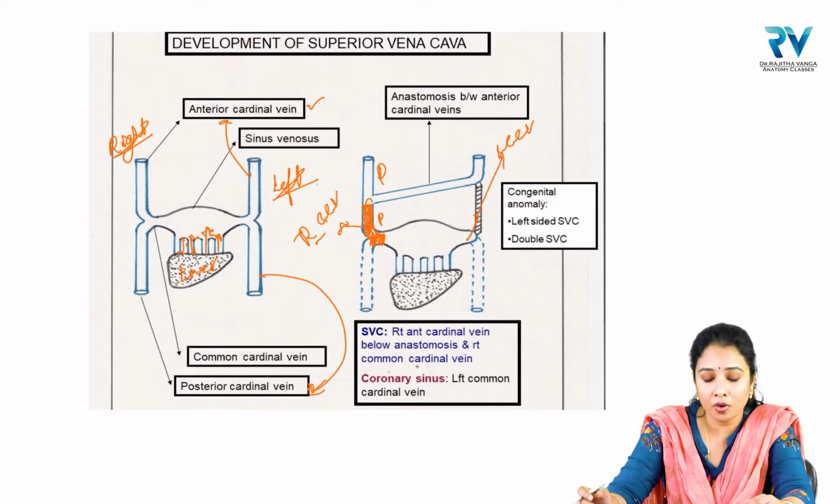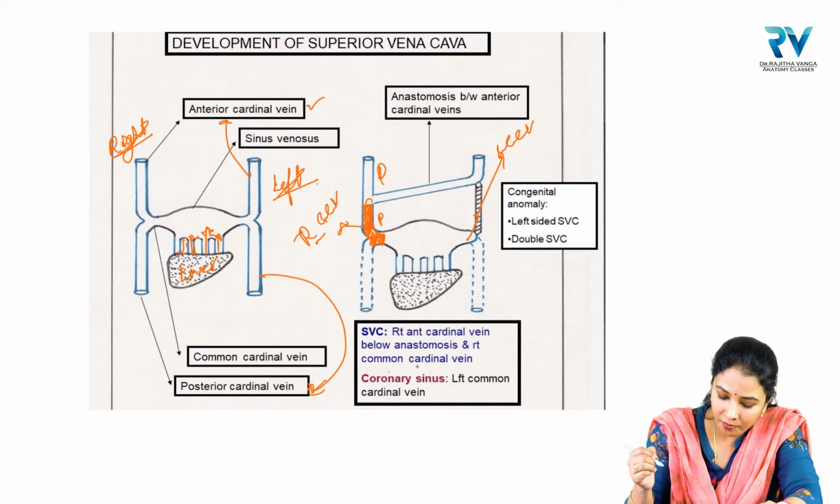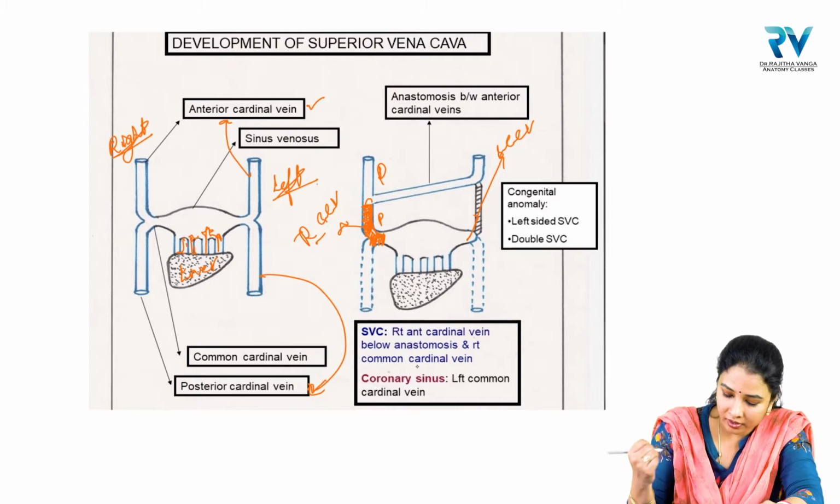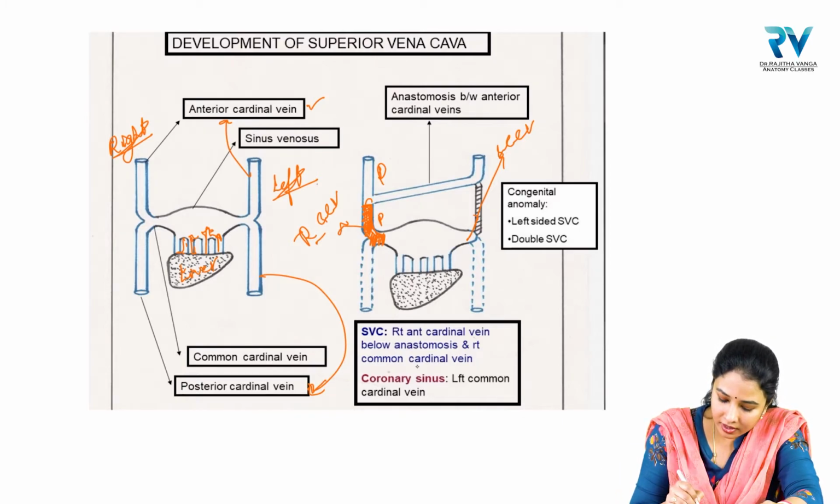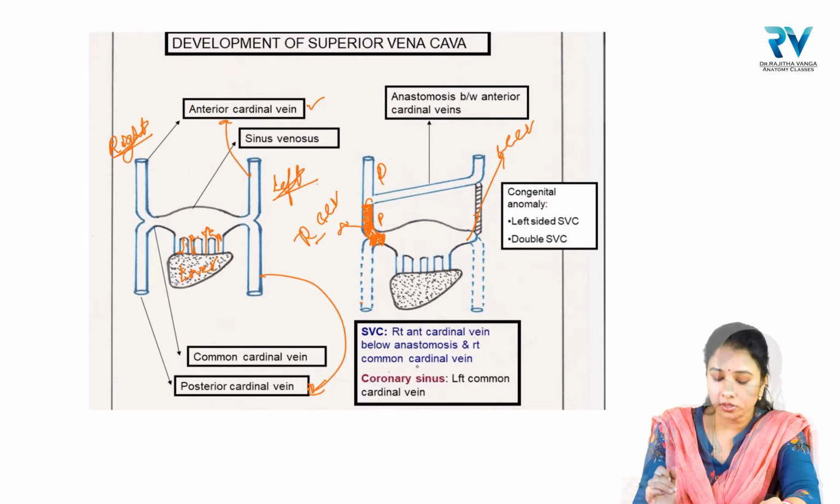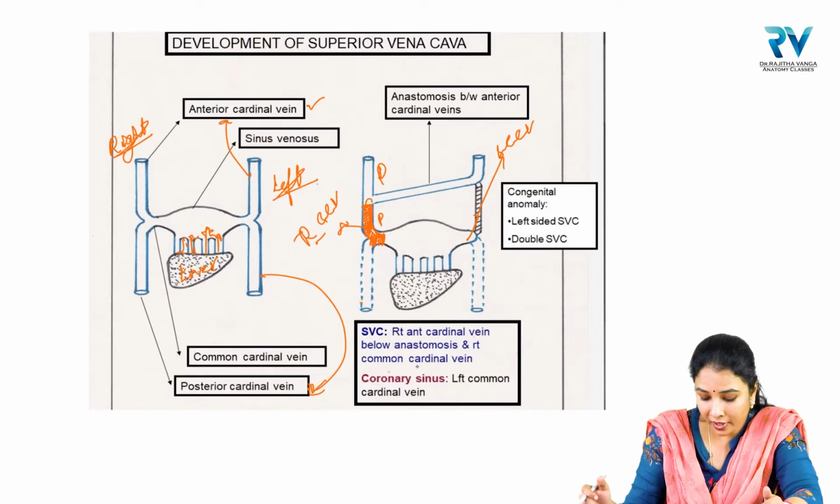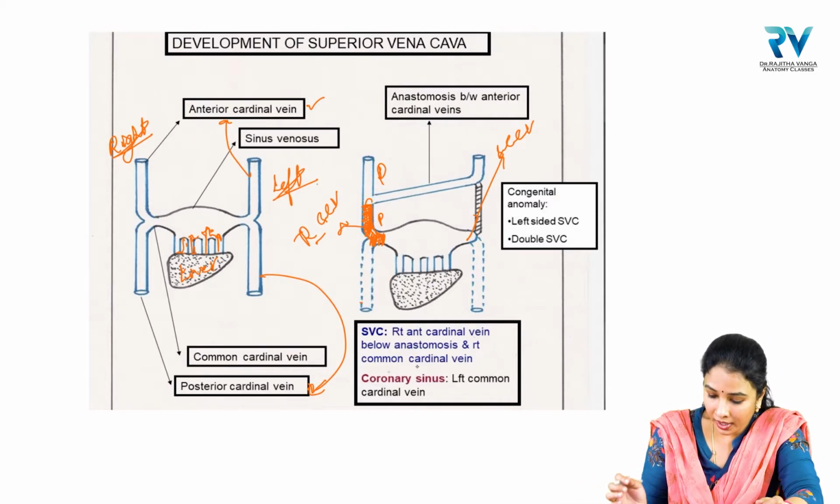Whereas the distal part of the left anterior cardinal vein will remain to form the brachiocephalic trunk. And we can see here the posterior cardinal veins, both on the right and left, disappear and disintegrate completely. So if you see the development of the superior vena cava, it is formed from the right anterior cardinal vein below the anastomosis, and also it develops from the right common cardinal vein. Left common cardinal vein will form the coronary sinus.